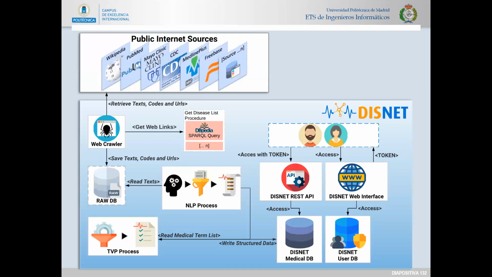It's better this one, but the idea is basically we have public internet sources where we are able to retrieve the text from them, the text that defines a disease. From this text we apply this MetaMap process, MetaMap and TVP, that is the process of validation that we have, this NLP process, to basically at the end have a database where we have the disease and all the symptoms that are part of the definition of this disease.